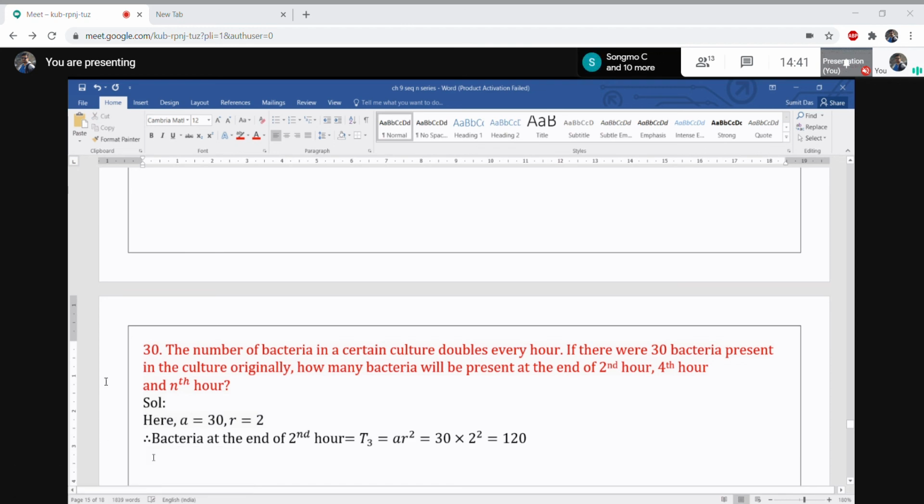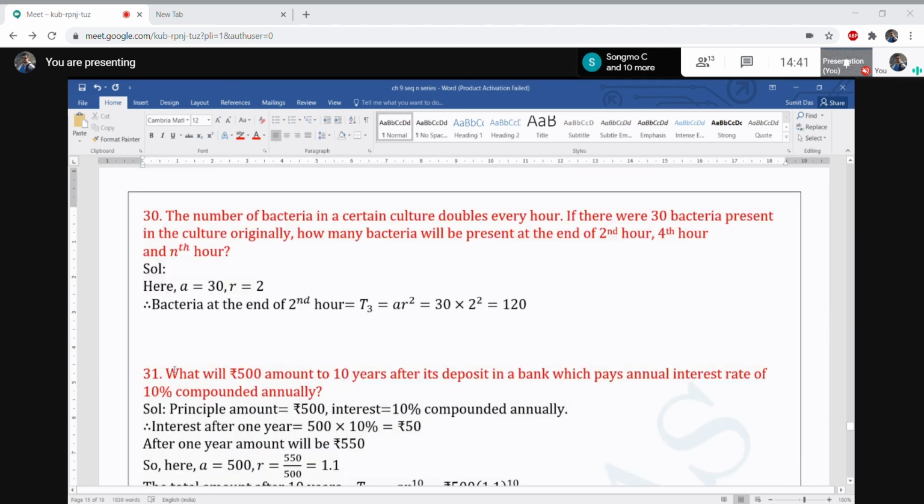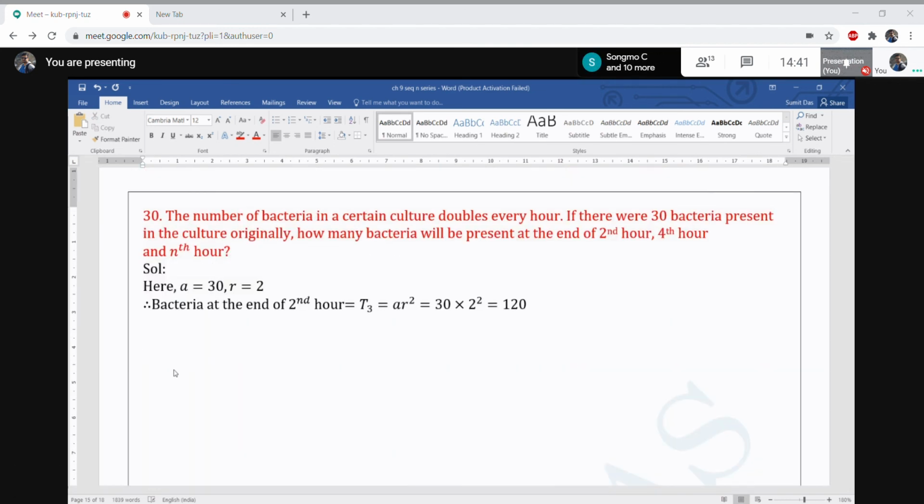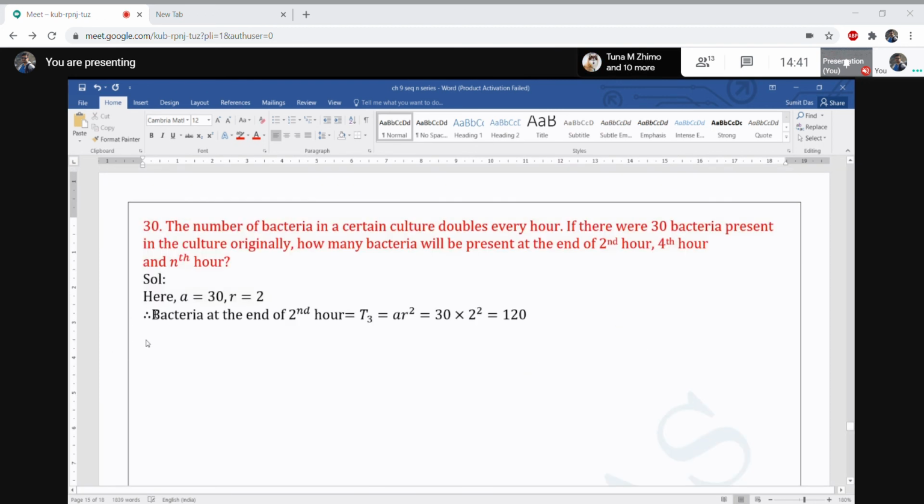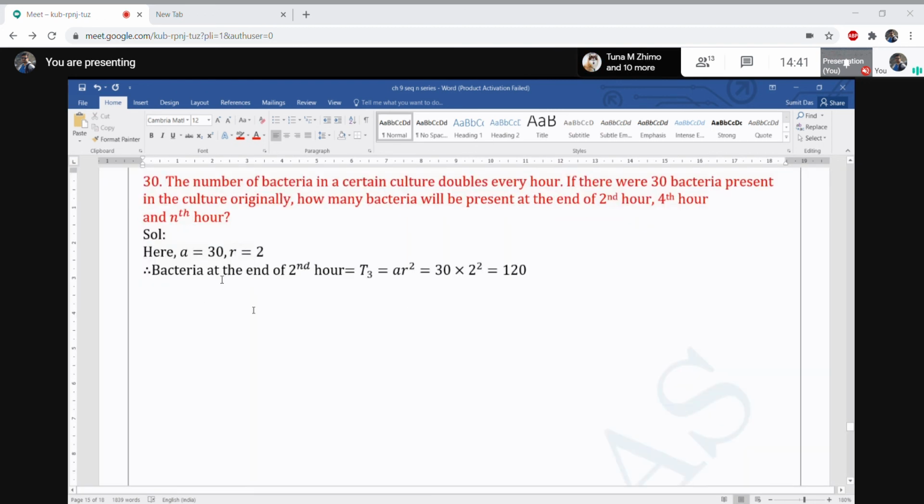Next, question number 30 is saying that number of bacteria in a certain culture. Culture means in a certain container, that is called culture, where the bacteria study used to do. Okay, that is called culture.